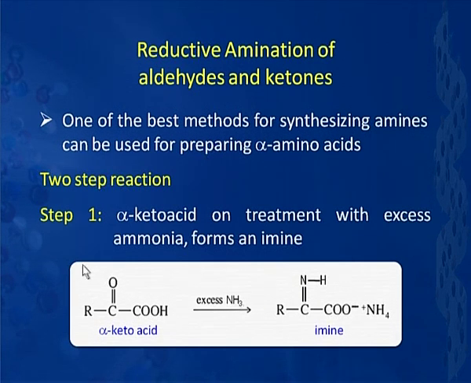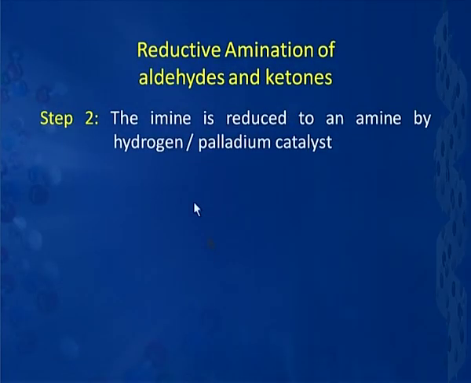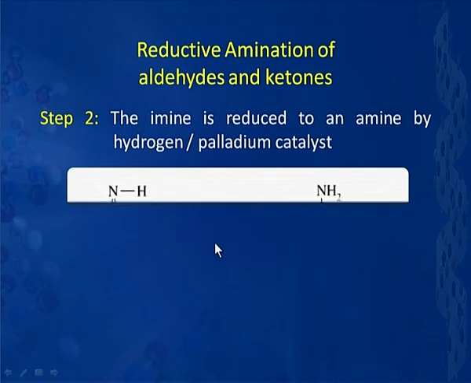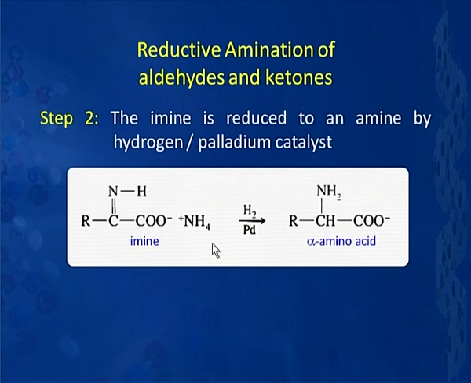That means, you start with an alpha keto acid, this is my acid group there, this is my alpha keto. So, if we take an alpha keto acid, react with excess of ammonia, I get an imine. And in the second step, this imine is reduced with the help of hydrogen in presence of a palladium catalyst. And the reaction is as follows, that is, this imine gets reduced to amine, and what I get is my alpha amino acid. So, very simple method to do that.